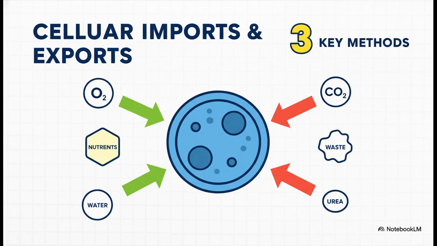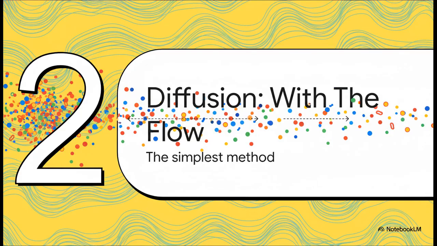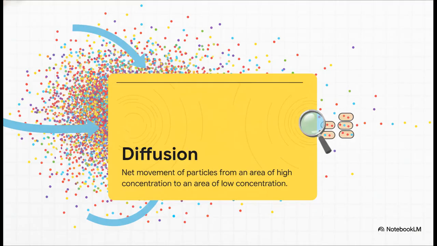To manage all that, the cell uses three key transport methods, and these are exactly what you need to nail for your exam. Let's kick things off with the most straightforward method: diffusion. This is kind of the default setting, the no energy required way for substances to move across the membrane. Just think of it as particles naturally spreading themselves out. And here it is, the official AQA definition you'll want to remember.